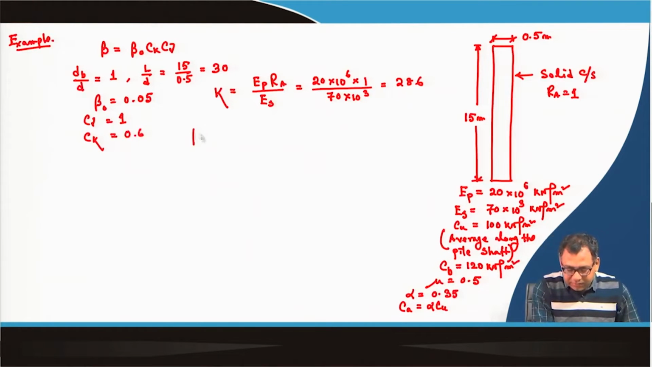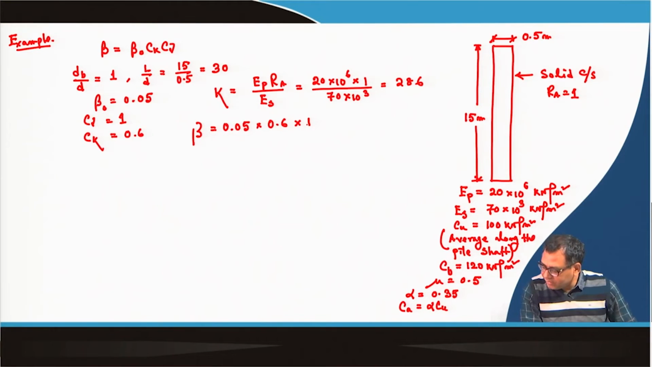So, finally, this beta is equal to beta 0 is 0.05, C k is 0.6, C nu is 1. So, this value will be 0.03.